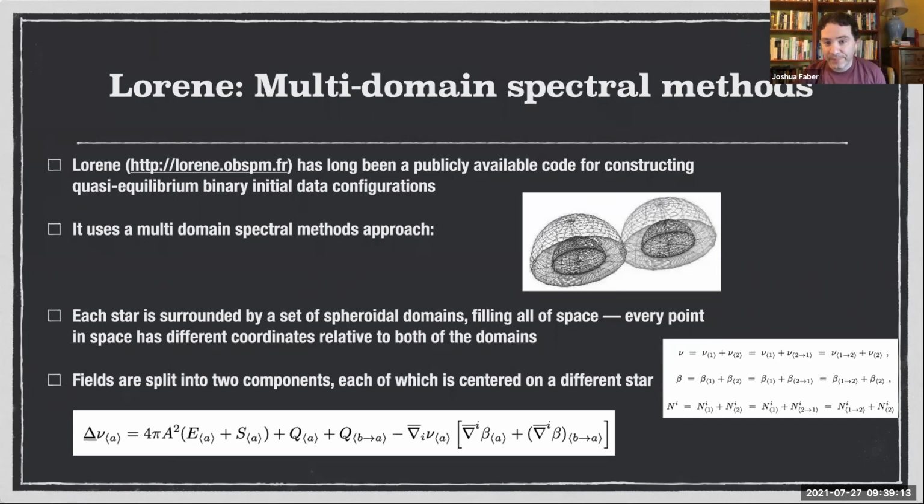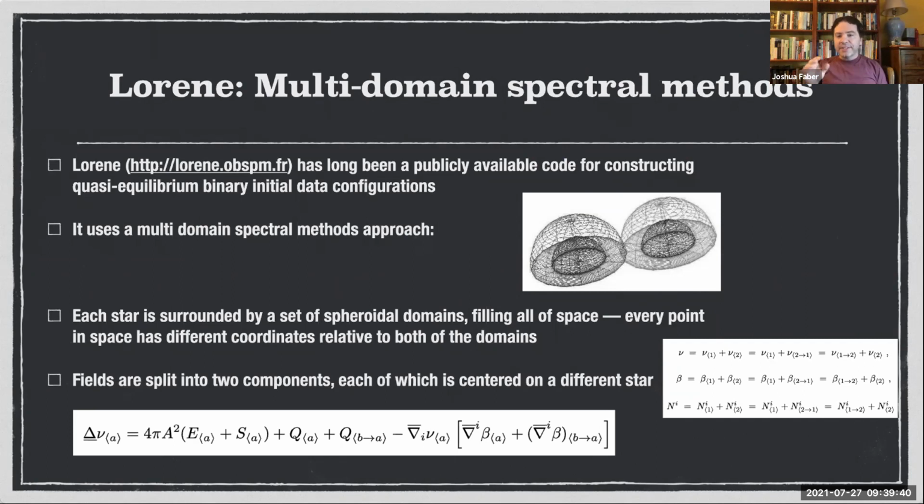What they're not showing, probably because color printing was a lot more expensive 20 years ago in journals, is that each of those sets of domains extends through all of space. Each of the neutron stars is surrounded by a full set of domains and each set of domains fills all of space. The outermost domain uses one of these compactified coordinates to extend to r goes to infinity.